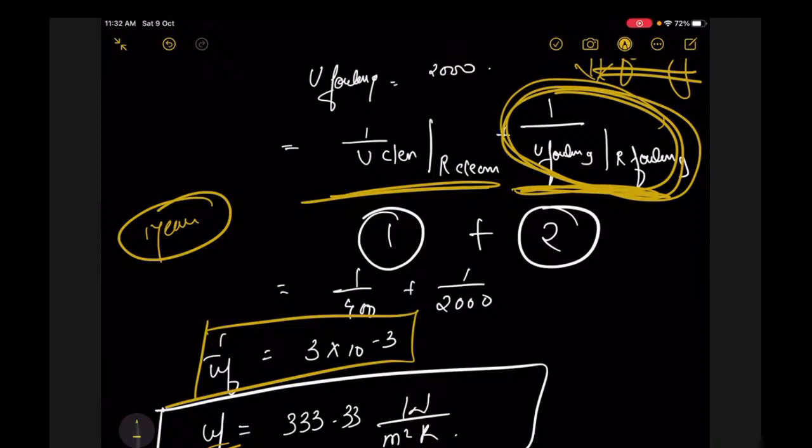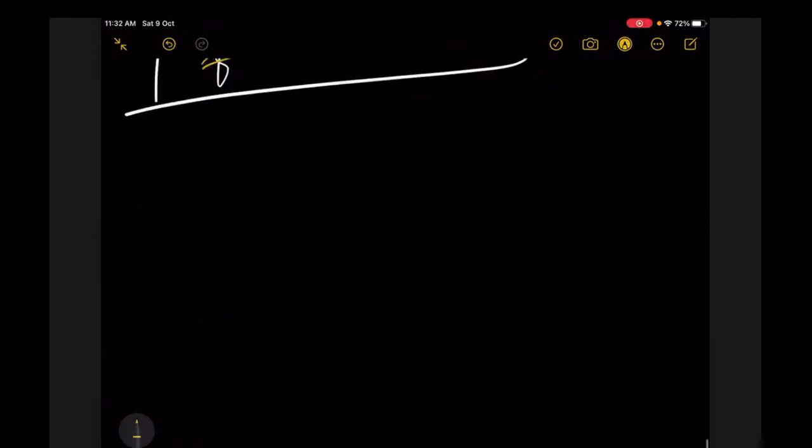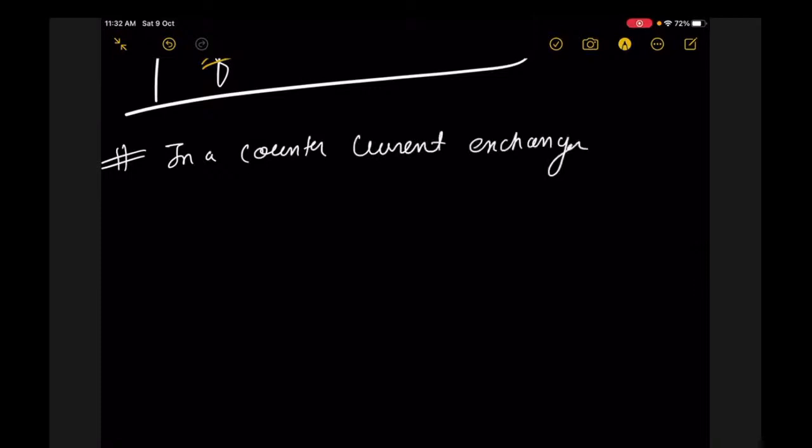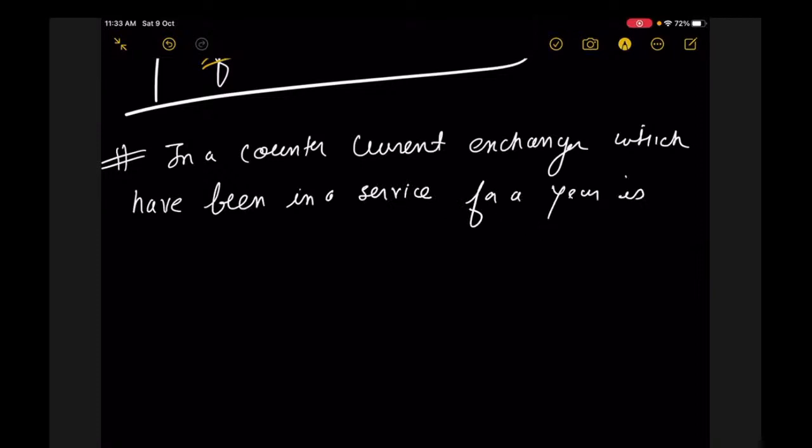Done. So we will solve more questions on the fouling so that you will be confident. In a counter current exchanger which has been in service for a year is found to be fouled.